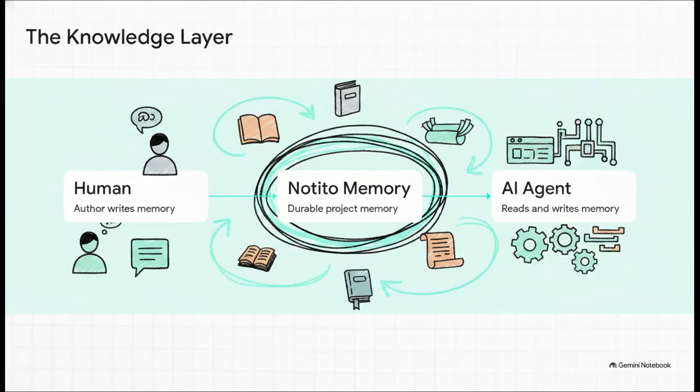And this brilliantly illustrates the new paradigm. Notice the flow here. Instead of humans feeding context directly into a black box AI model, both the human and the authorized AI agents sit on the outside. Right in the center is the Notito project memory. The human writes to it. The AI agent reads from it and writes back to it. The AI client can change, the model can swap out tomorrow, the conversation can end, but the project memory remains permanently anchored right there in the center.